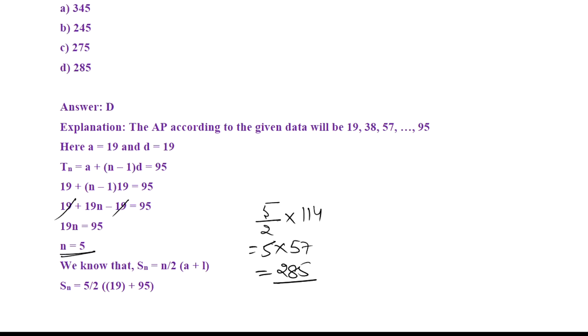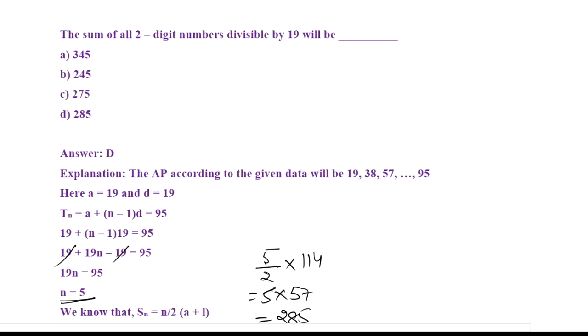Okay, so on simplification, what do I get? 5 by 2, 19 plus 95 is how much? 114. 2 into 114 divided by 2 is 57, into 5 is 285. So what is the correct answer? Correct answer is going to be option D. Correct? Okay.